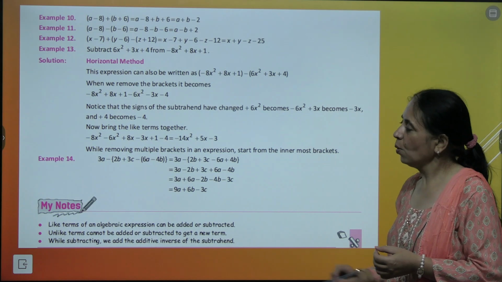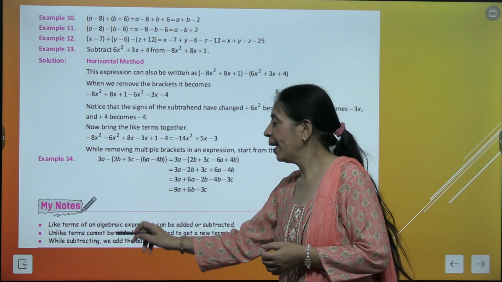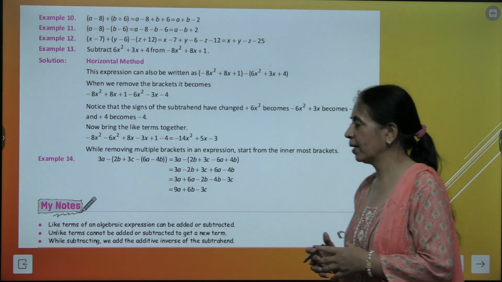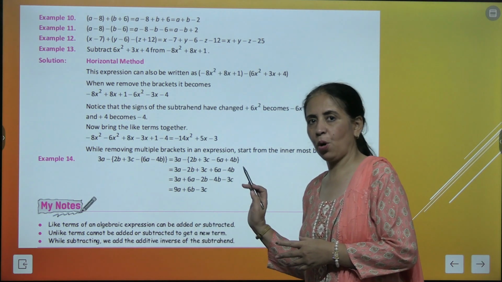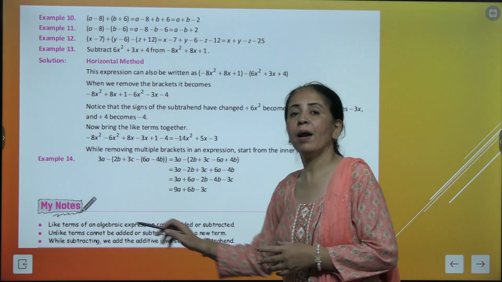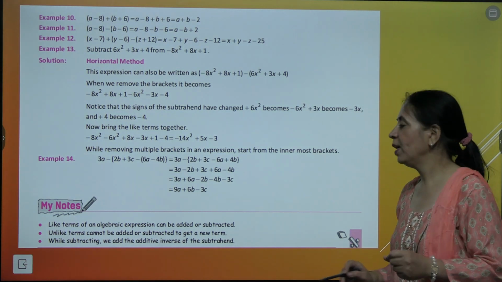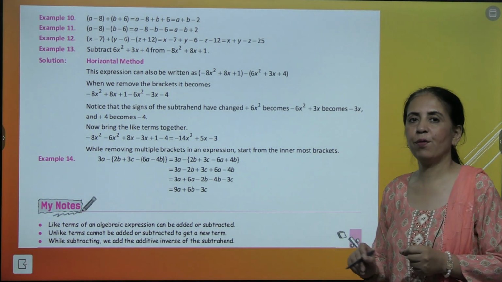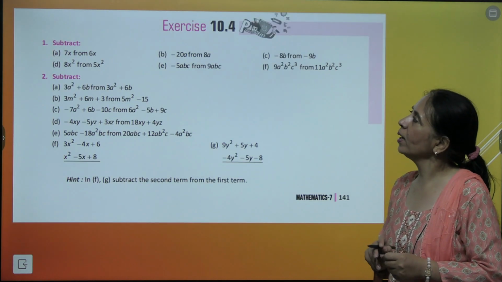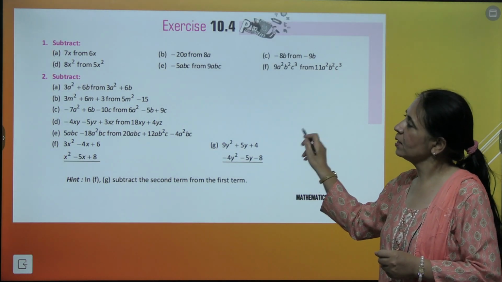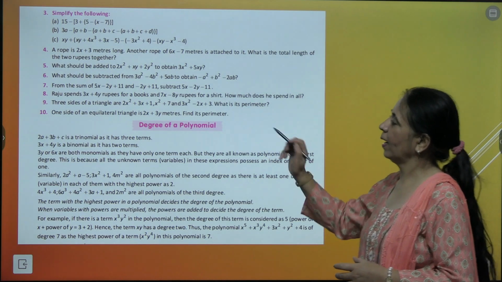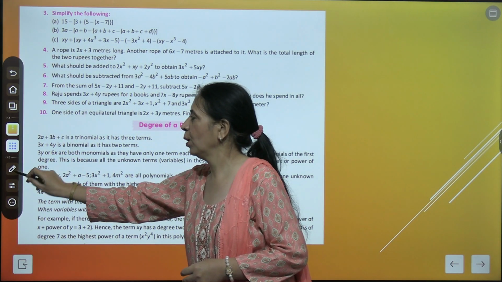Got it? Now remember the notes that like terms of algebraic expression can only be added or subtracted, and unlike terms cannot be added or subtracted. And when you subtract, we add the additive inverse of the subtrahend from the numerator. Got it? Now you have an exercise. Please do it yourself. अब हम आते हैं next topic पर, that is degree of a polynomial.